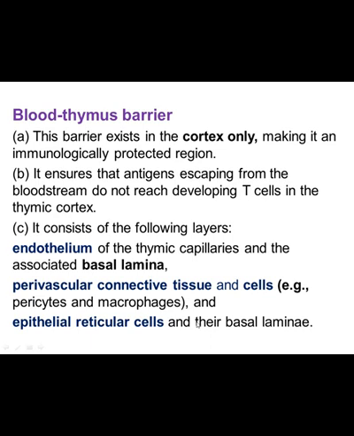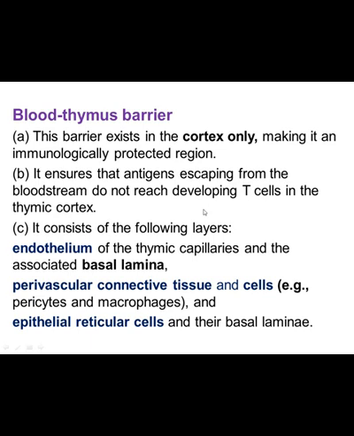Now we come to the blood-thymus barrier. This barrier exists in the cortex only, making it an immunologically protected region. Second point, it ensures that antigens escaping from the bloodstream don't reach the developing T cells in the thymic cortex.